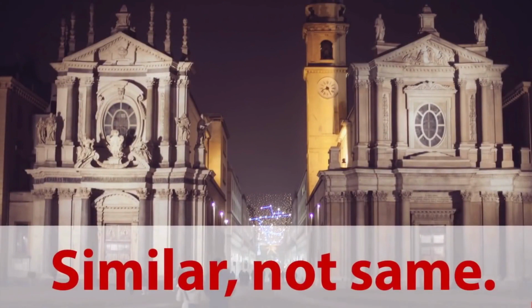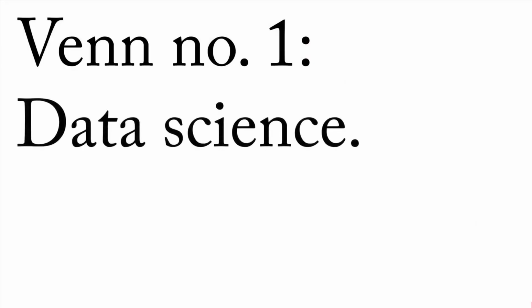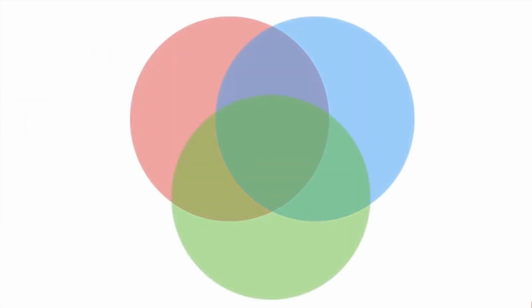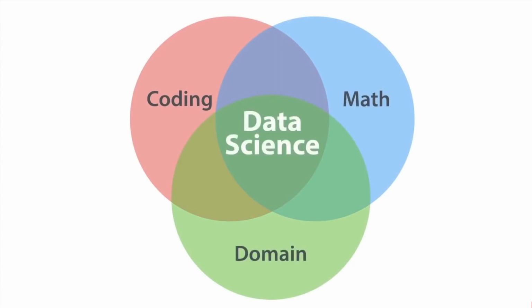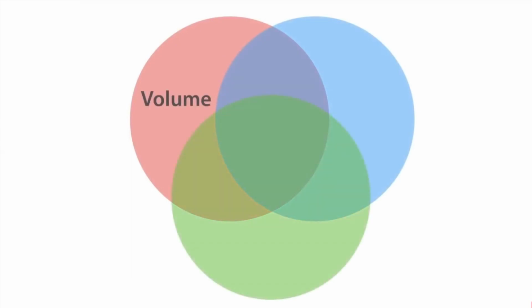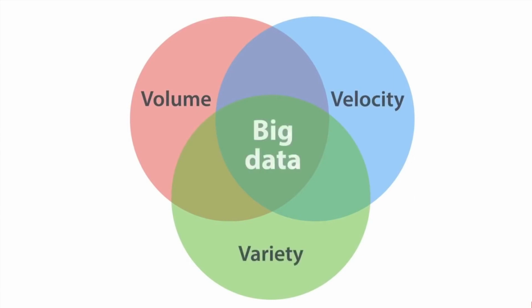Part of the problem stems from the fact that data science and big data both have Venn diagrams associated with them. So for instance, Venn number 1 for data science is something we've seen already. We have 3 circles, and we have coding, and we have math, and we have some domain expertise that put together get data science. On the other hand, Venn diagram number 2 is for big data. It also has 3 circles, and we have the high volume of data, the rapid velocity of data, and the extreme variety of data. Take those 3 V's together, you get big data.